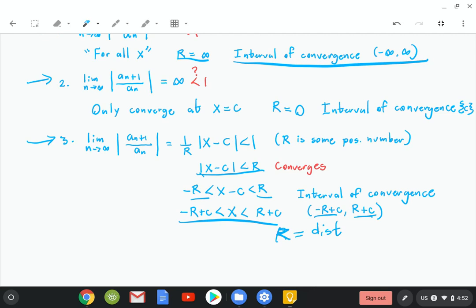This is kind of lagging a little bit. The distance of the interval divided by 2. Okay, so I'm going to get out of here because it seems like this is struggling.